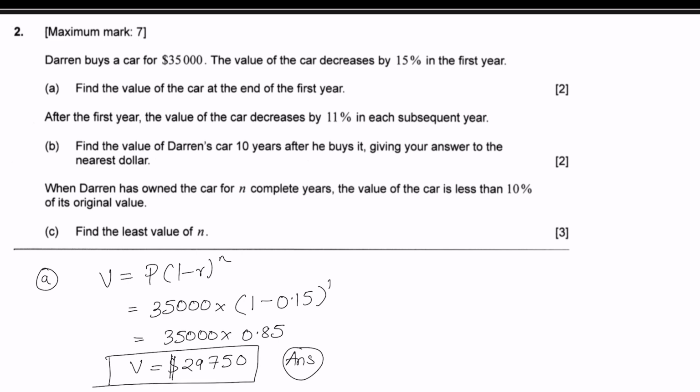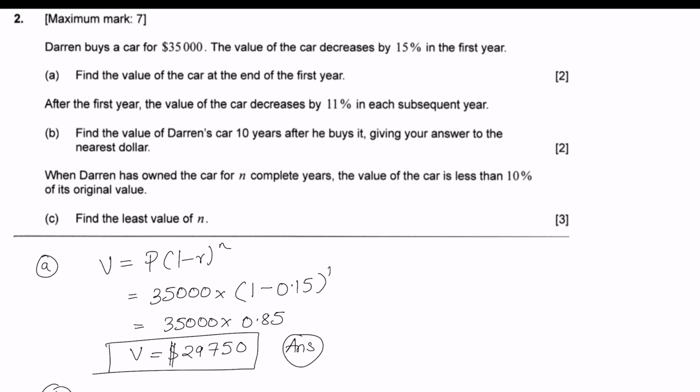Now, after the first year, the value of the car decreases by 11% in each subsequent year. The thing is, for the first year, it will decrease by 15%. After that, it will keep decreasing by 11% every year. So we have two different percentages. First year, 15%. After that, every year it will decrease by 11%. Right, so we can use the depreciation formula. Now, in this case, we have to find the value of Darren's car 10 years after he buys it, right?